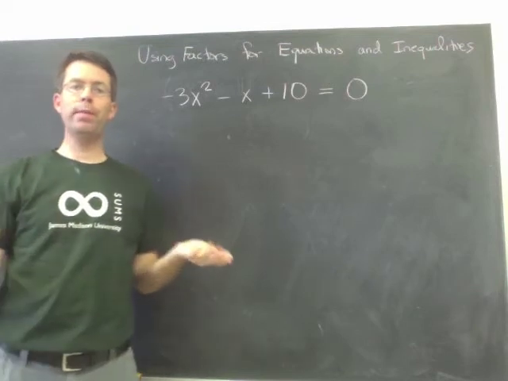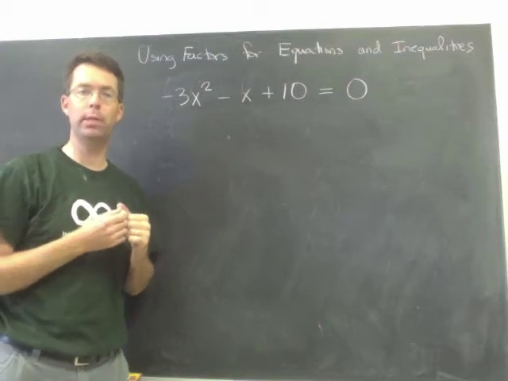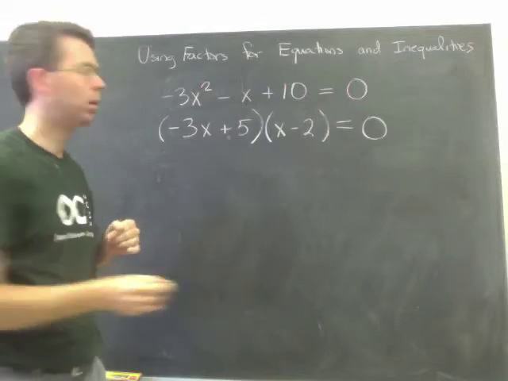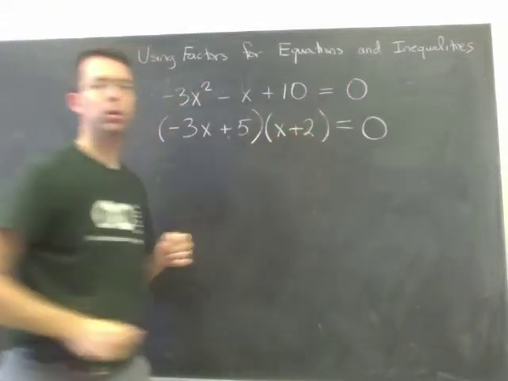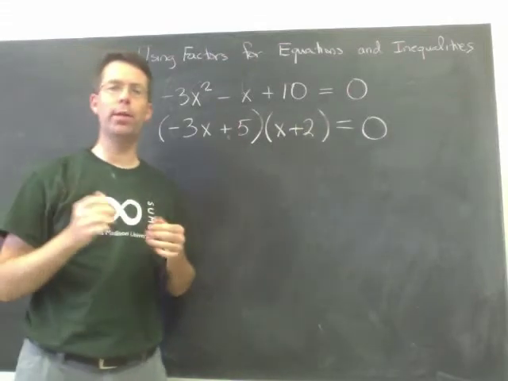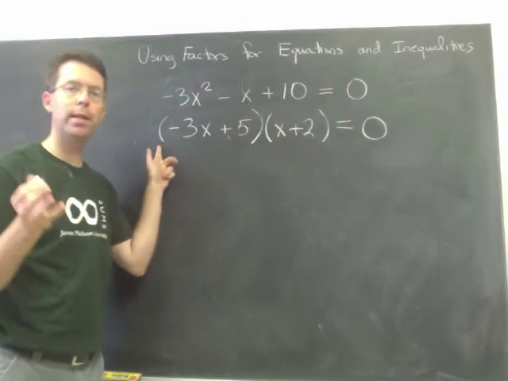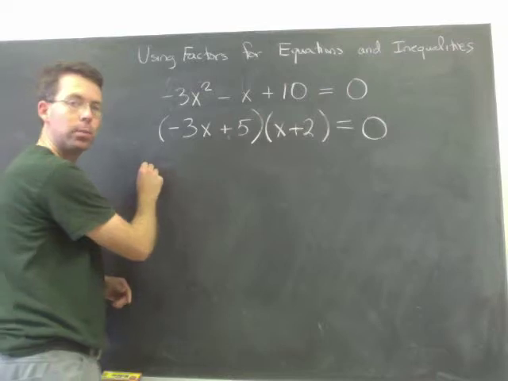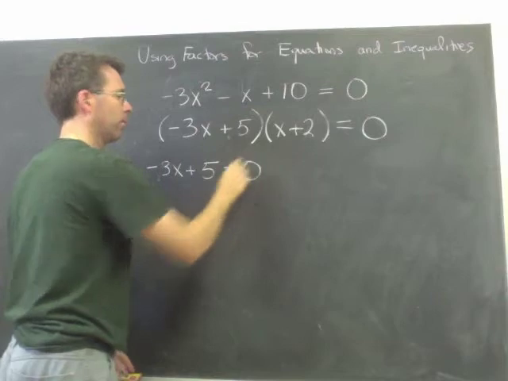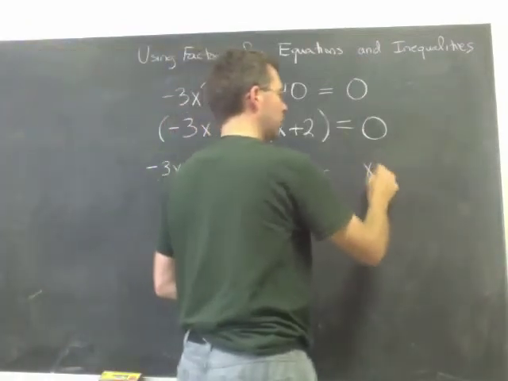So suppose I was given the equation, when does negative 3x squared minus x plus 10 equal 0? Well, I've factored it. And so if I rewrite my equation as a product instead of a sum, the only way that this can equal 0 is if the first number equals 0, and the first number was negative 3x plus 5, or the second number is 0, and the second number was x plus 2.